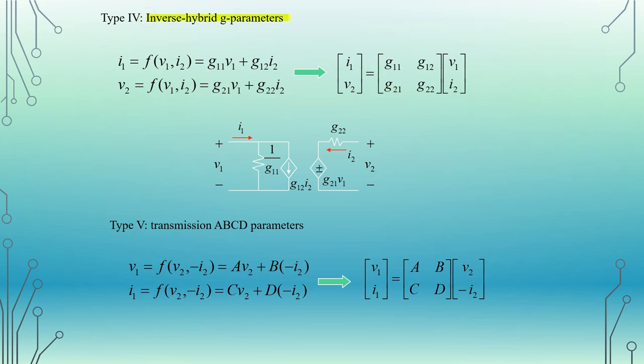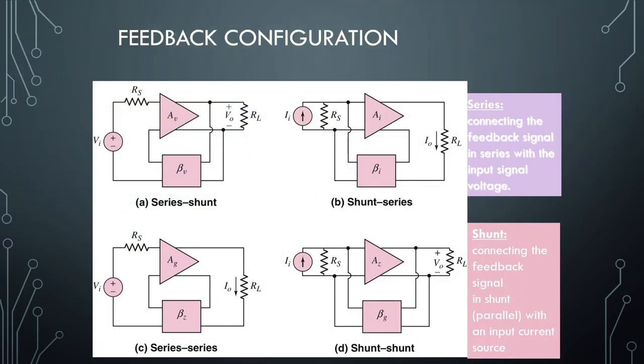Next one is inverse hybrid G parameters. It will be the opposite of hybrid parameters. Previously we had V here and I here, so it will be opposite. In the same way we can formulate for the inverse hybrid parameters. So coming back to the configuration, how we are using series shunt, we have to remember this diagram. Our basic block of amplifier with gain, and this is the feedback.